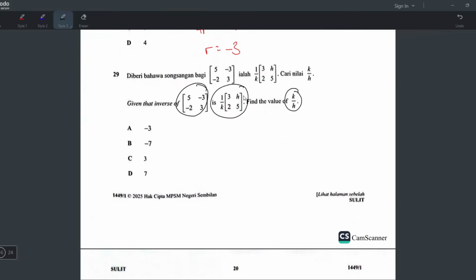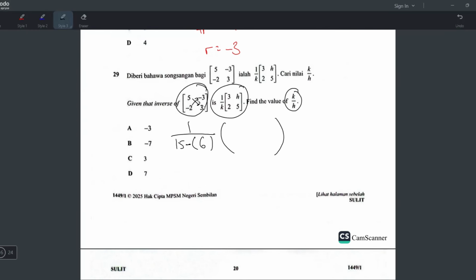Okay, how do you find the inverse? 1 over, and then you have to cari the determinant. The determinant formula is AD minus BC. 5 times 3, 15, minus negative 3 times negative 2 is 6. Okay, positive 6. But you have to write minus also, because the formula memang macam tu. Yeah, the formula memang kena ambil ni darab ni, tolak dengan ni darab ni.